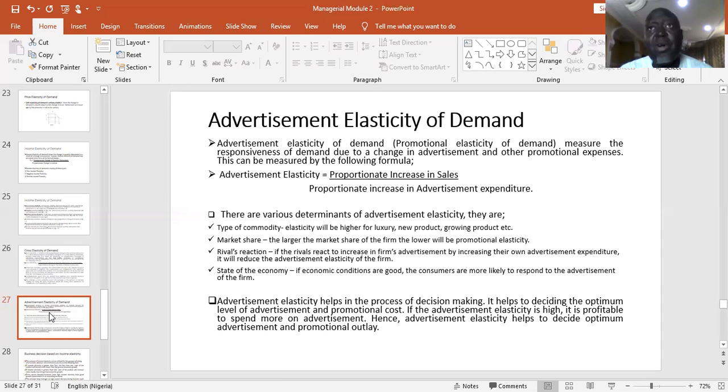Now, advertisement helps in the process of decision making. It helps in deciding the optimal level of advertisement and promotional cost. If the advertisement elasticity is high, it is profitable to spend more on advertisement. So, depending on the condition, the manager needs this to see whether we need to spend more money on advertisement or not. If we are spending money and sales are not increasing, then it means we are just wasting our money. So we have to reprioritize.